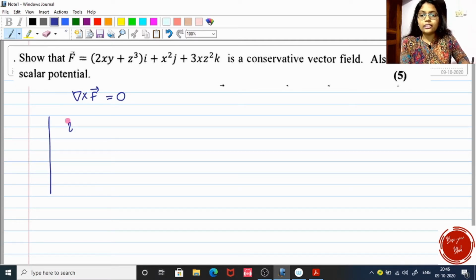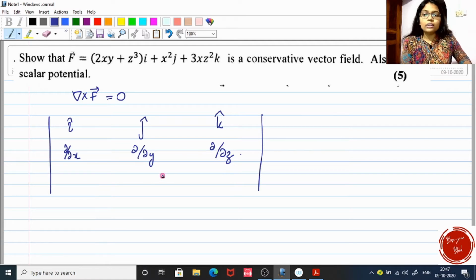We have to take the determinant of the 3 by 3 matrix, and if it is a cross product, the first row will always be i j k and the second row will be the i j k components of the first vector. Here it is del. So what are the i j k components of del? They are dou by dou x, dou by dou y and dou by dou z. Next, the last row is the i j k components of the second vector, that is F. So here in the question it is given 2xy plus z cube and x square is the j component and k component is 3xz square.